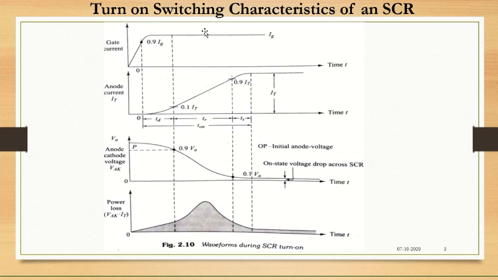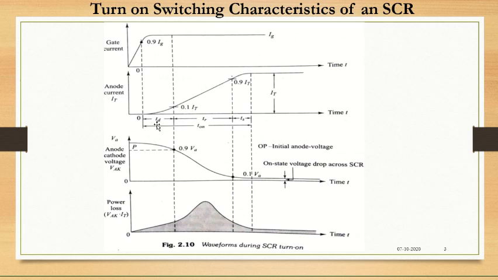and as you give the gate signal and it varies, you note down the different readings of the voltage across it and the anode current flowing through it. So when you plot it, it would look something like this. That is what we have got as the waveforms during the SCR turn on.